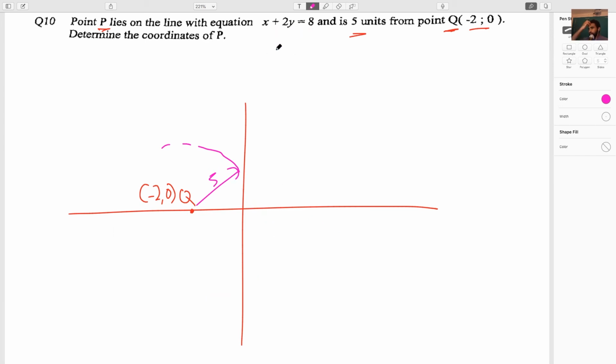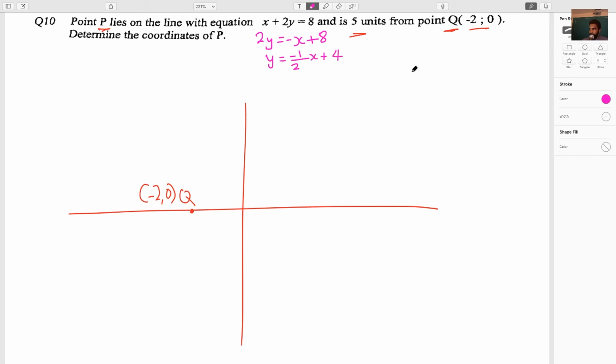So let's draw the line first, actually. So our line is x plus 2y equals 8. And let's rewrite that in slope intercept form. So we have 2y on one side is equal to minus x plus 8, because we move x to the right side. And then we can rewrite that as y is equal to minus half x plus 4, dividing both sides by 2.